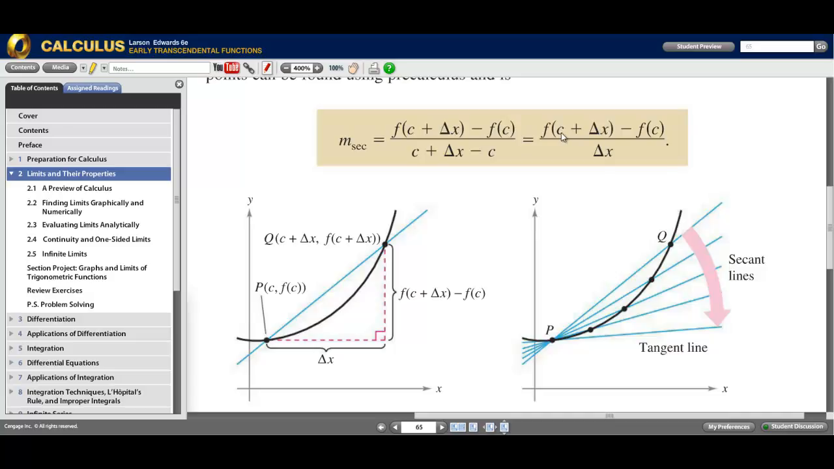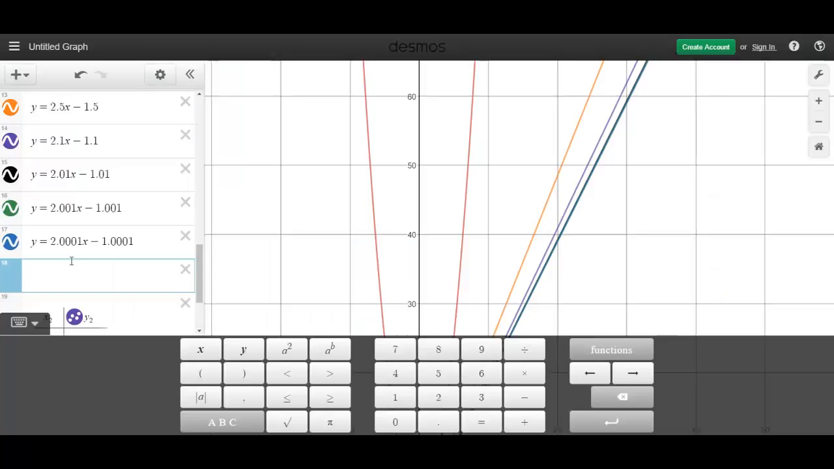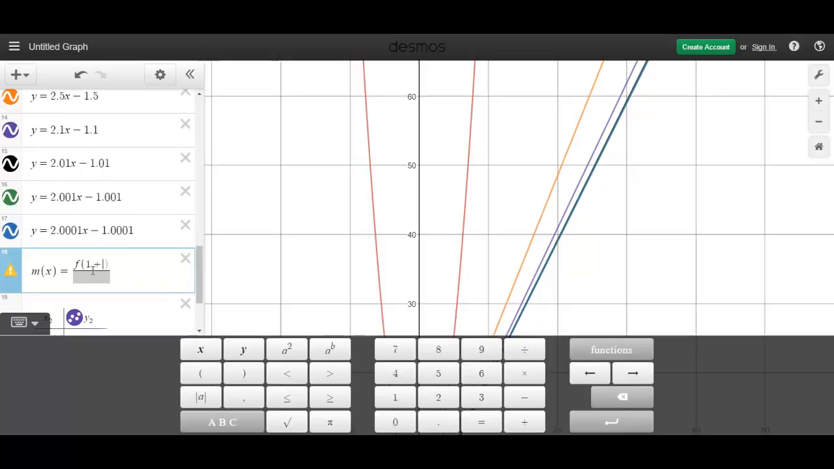Okay, and 1 is our c value, right? So we can define m. So m of, let's just say for the time being, x. Let's make sure this is right. M of x equals, okay, we need a fraction, so add a fraction just by the backslash. It's f of 1 plus d minus f of 1 divided by d.